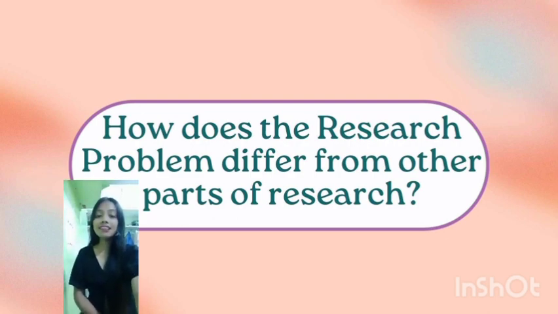How does the research problem differ from the other parts of the research? To understand the research problem, you may distinguish it from other parts of the research process. The research problem is distinct from the topic of the study, the purpose or intent of the study, and the specific research questions. The research problem needs to stand on its own and be recognized at this step because it represents the problem addressed in the study.